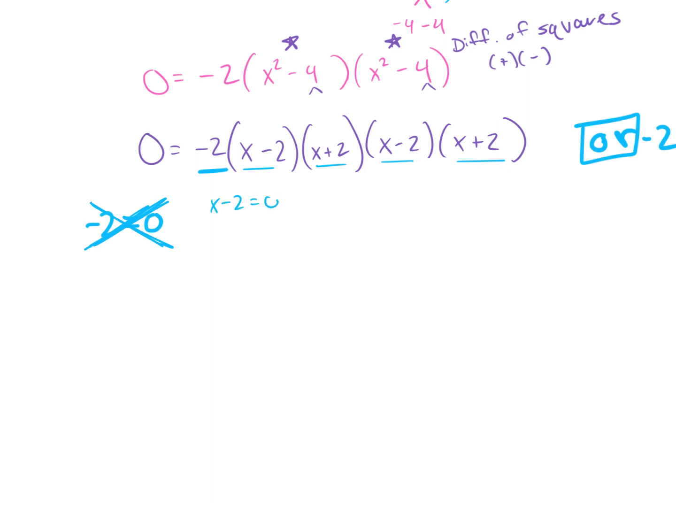So x minus 2 equals 0. X plus 2 is equal to 0. X minus 2 is equal to 0. And x plus 2 is equal to 0. So x is equal to, how would I solve the first one?